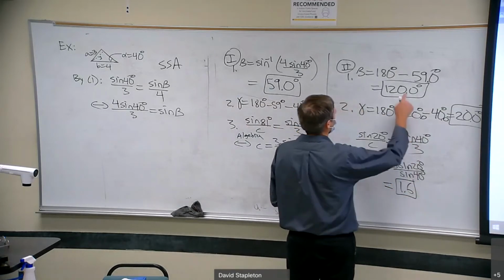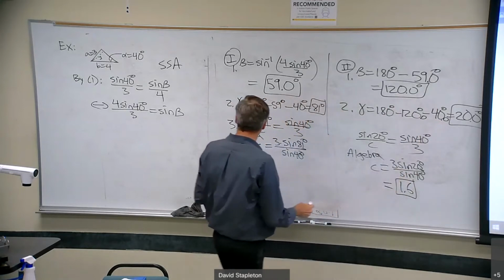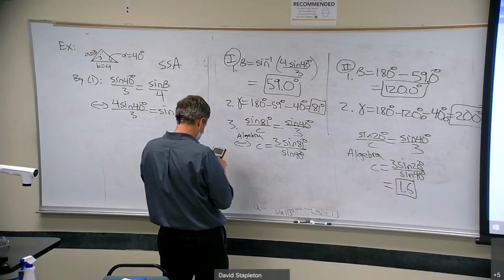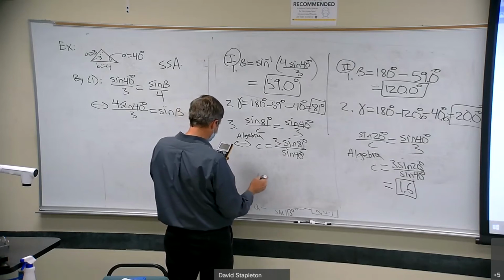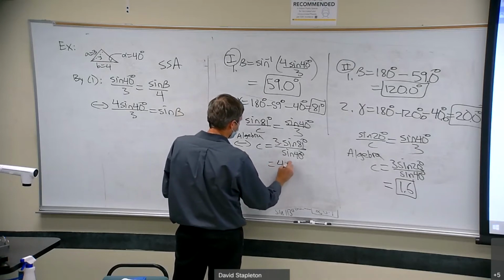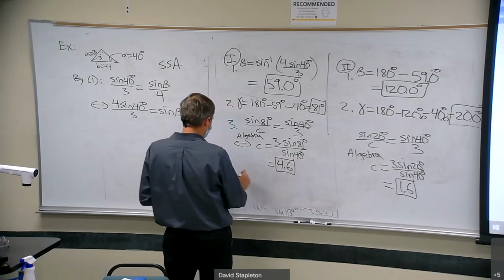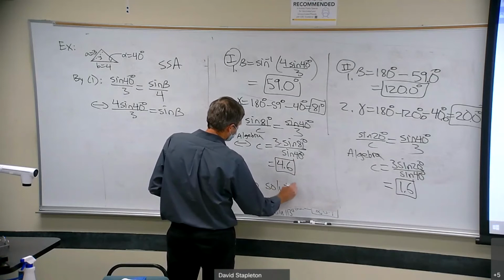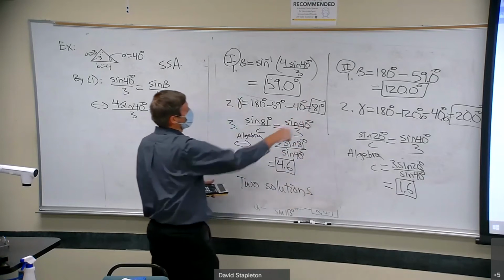So here's one triangle. You fill it out with these three numbers. And here's the other one, 3 times sine 81 over sine 40. This one, 4.6. All right, so two different triangles solve this. Finish it this way and make a good triangle, or that way.